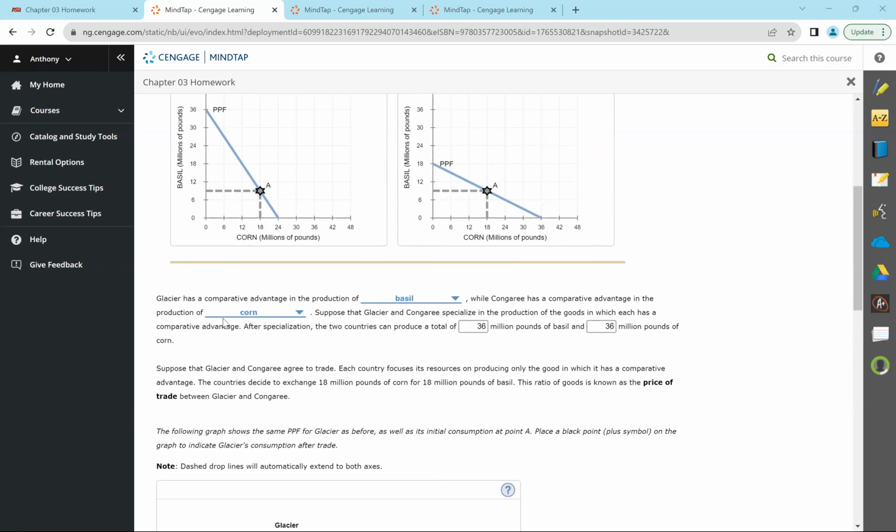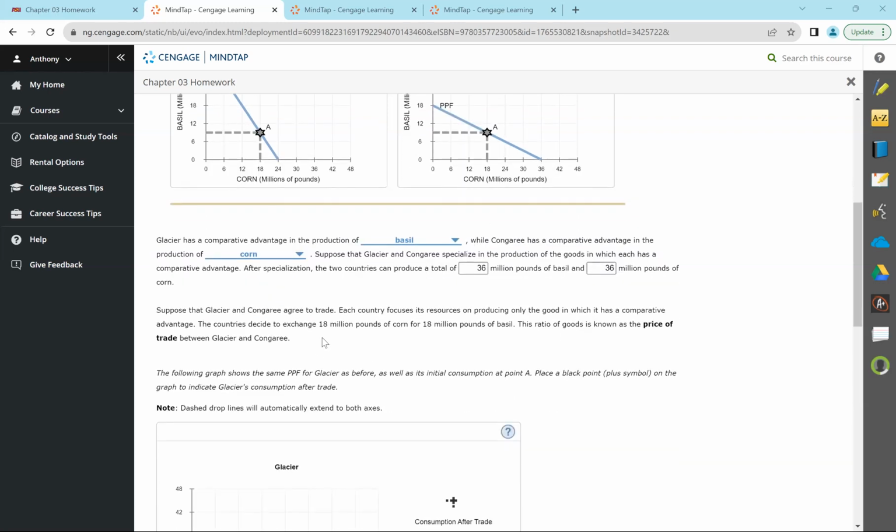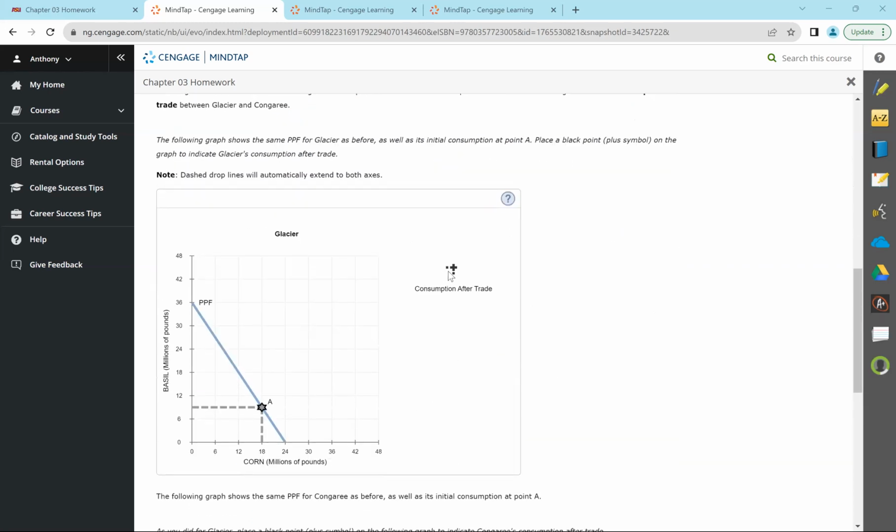All right, suppose that Glacier and Congaree agreed to trade. Each country focuses resources on producing only the good in which it has a comparative advantage, which we already talked about. The countries exchange 18 million pounds of corn for 18 million pounds of basil. This is the price of trade between the two. That makes sense because they're both producing the same amount. So the consumption after trade is 18 million pounds.